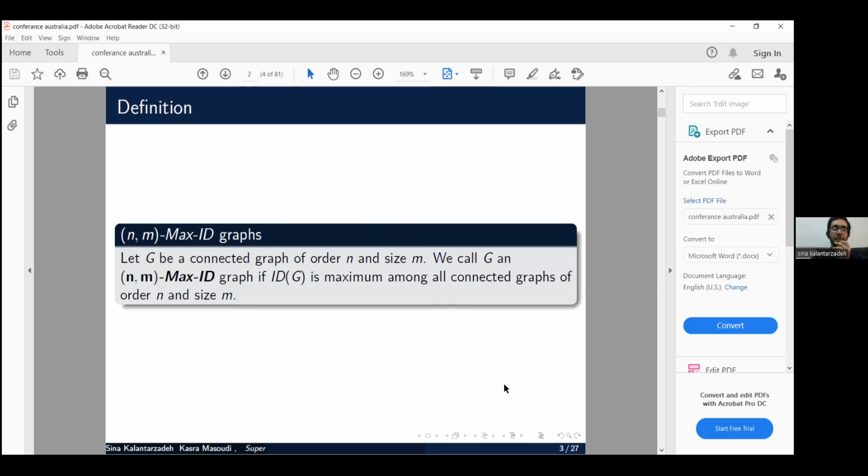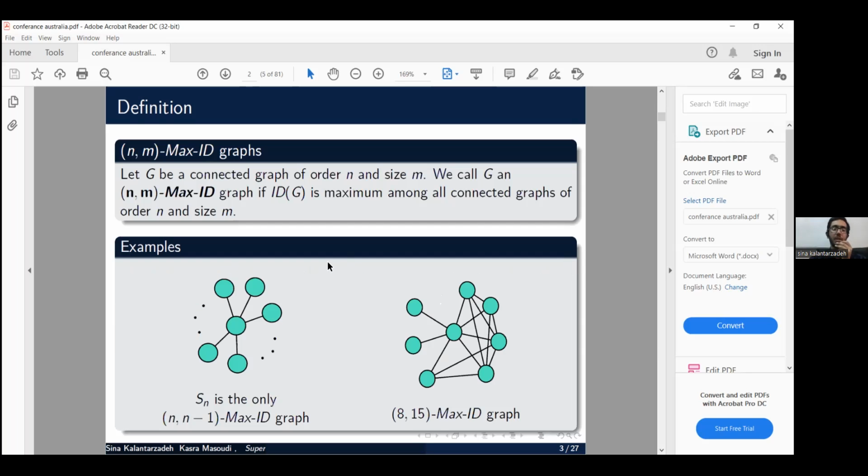We have another definition. Let G be a connected graph of order n and size m. We call G an nm maxide graph if the inverse degree of it is maximum among all connected graphs of order n and size m. We are going to see some examples again.